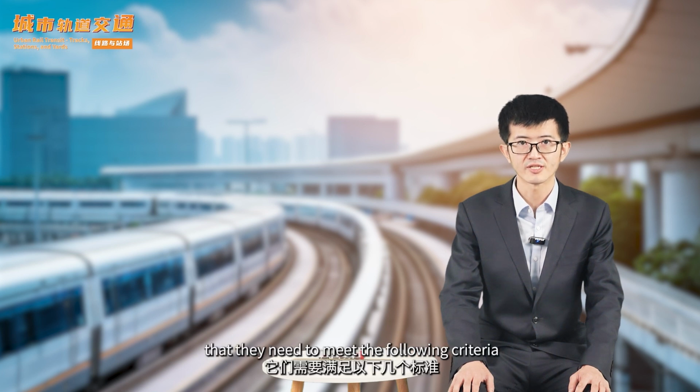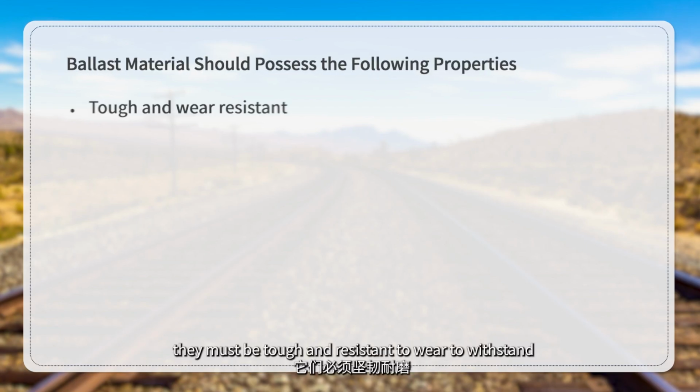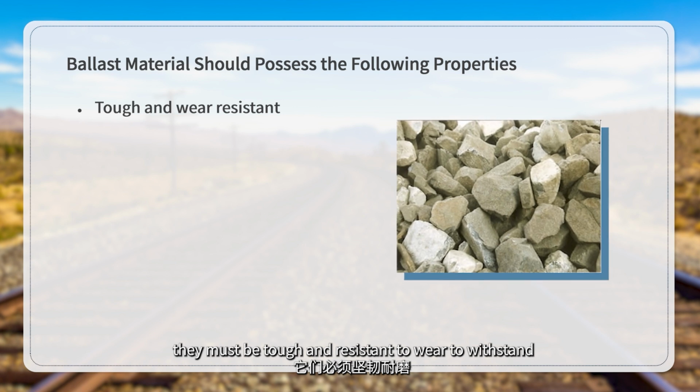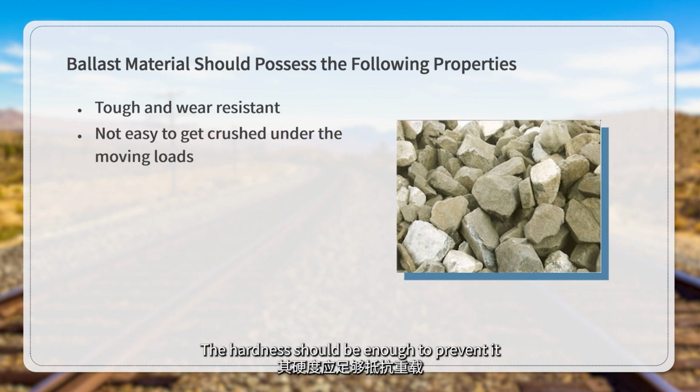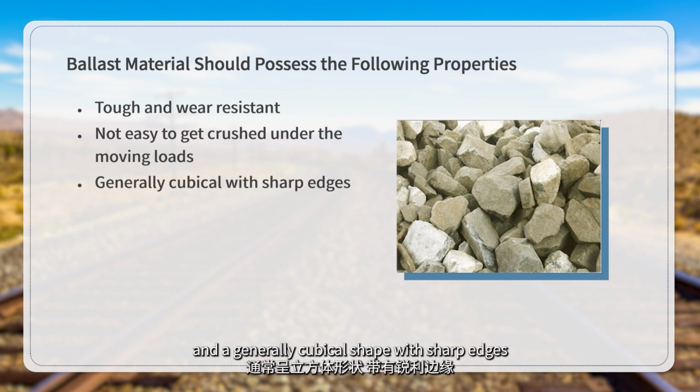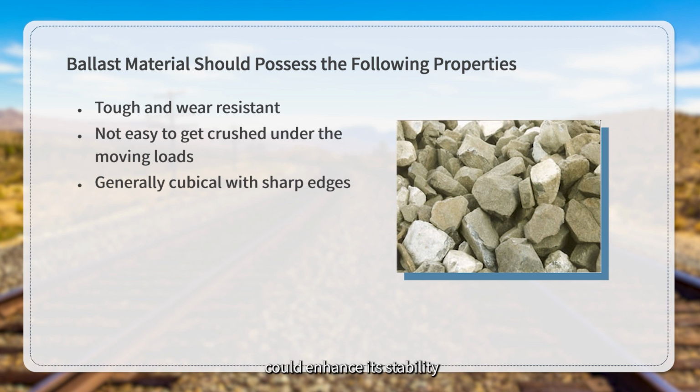The size and shape of ballast materials can vary, but practical experience shows that they need to meet the following criteria. First, they must be tough and resistant to wear to withstand the constant pressure of moving trains. The hardness should be enough to prevent it from being crushed under heavy loads, and the generally cubical shape with sharp edges enhances its stability.